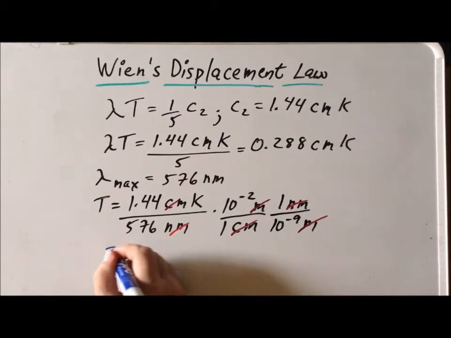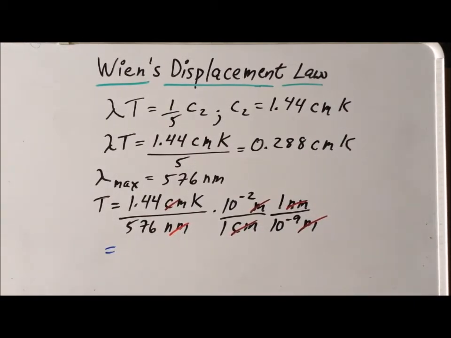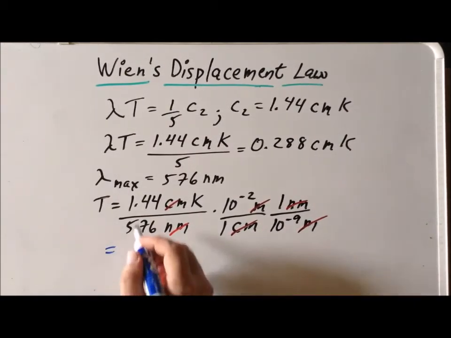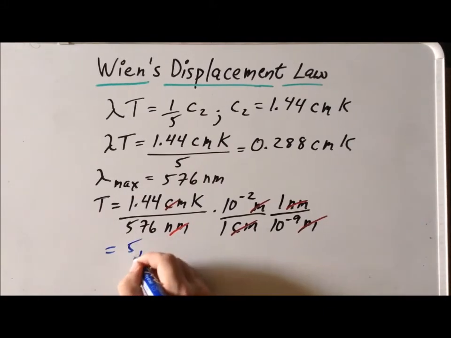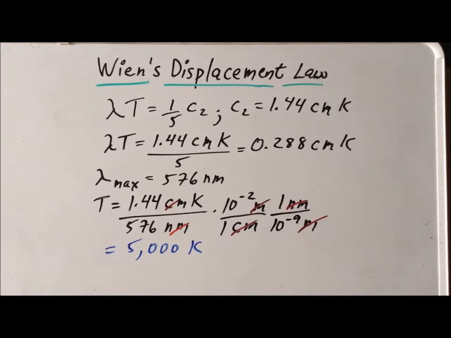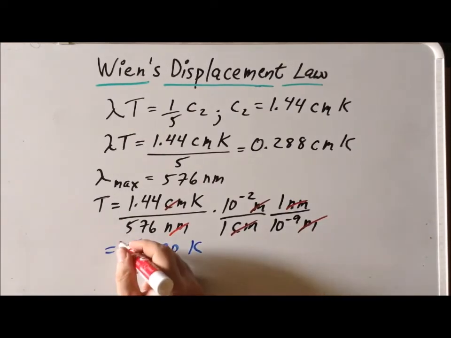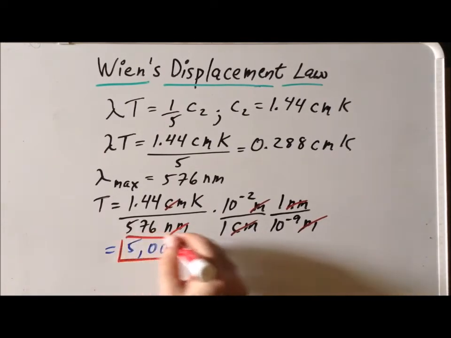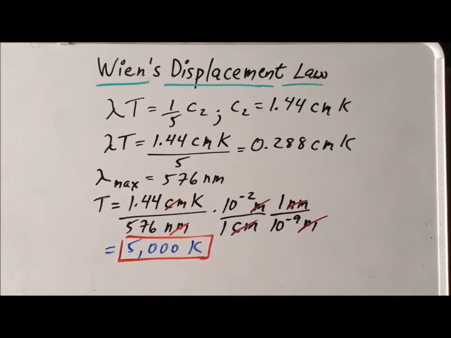And when we do this, we get 5,000 Kelvin. So what this tells us is that if we have a black body that gives off its maximum radiation at a wavelength of 576 nanometers, this particular object is at a temperature of 5,000 degrees Kelvin.